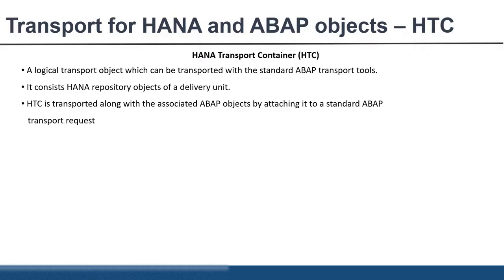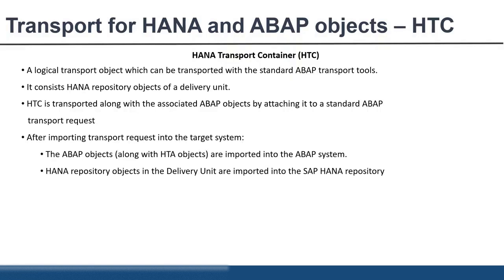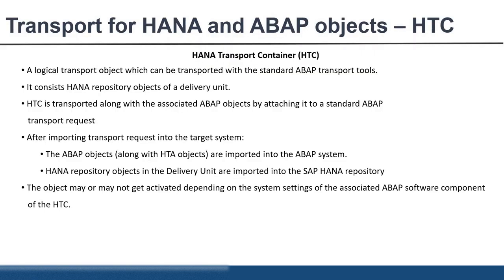It contains HANA repository objects from a delivery unit. A delivery unit is nothing but a folder which contains the objects which you want to transport from one system to another. HTC can be transported along with the corresponding ABAP objects which you want to transport from one system to another. After transporting this request, ABAP objects are imported into the transported ABAP system and HANA objects are imported into the HANA repository of the transported system.